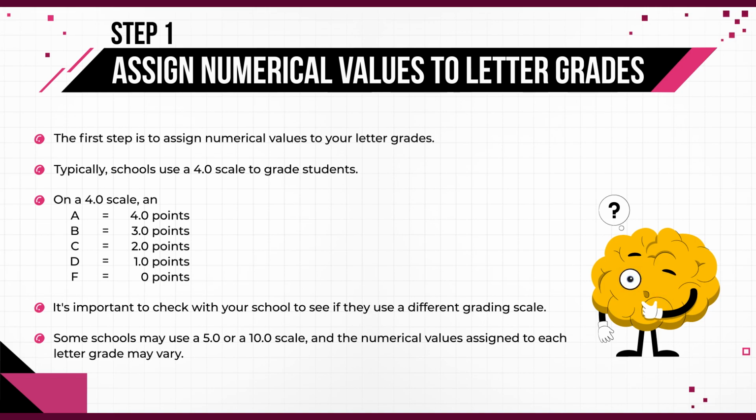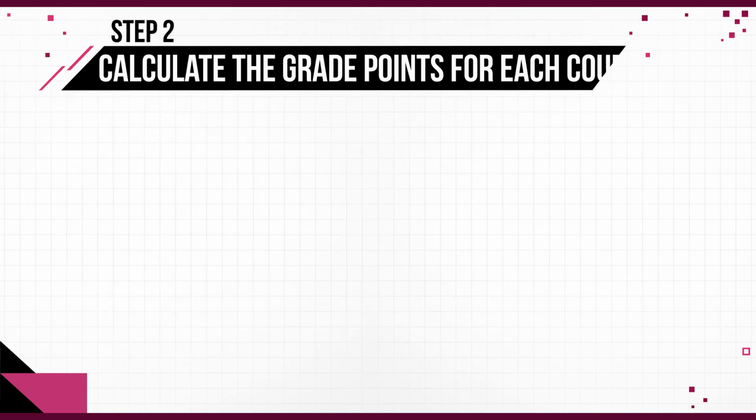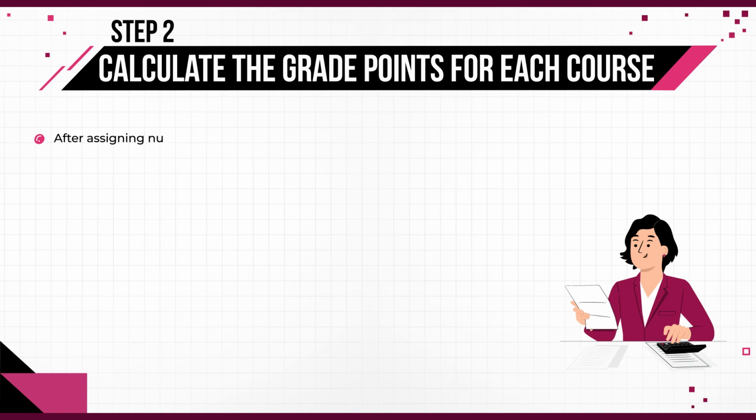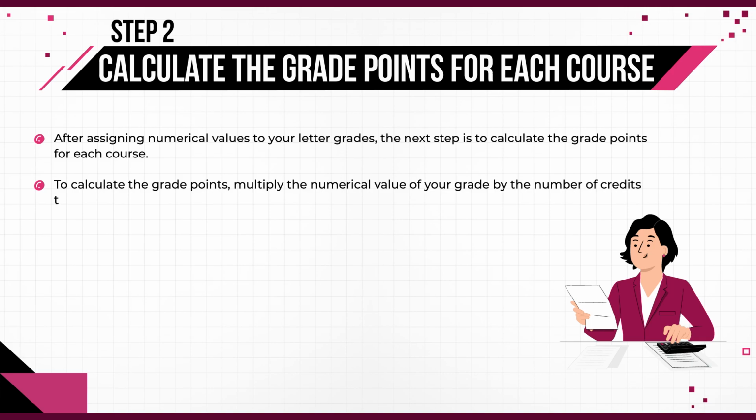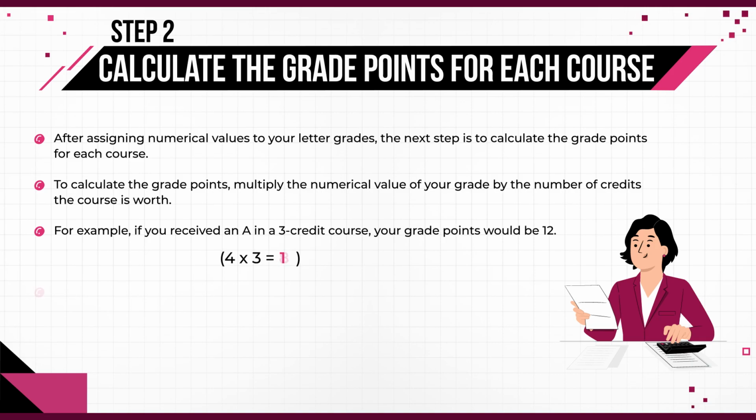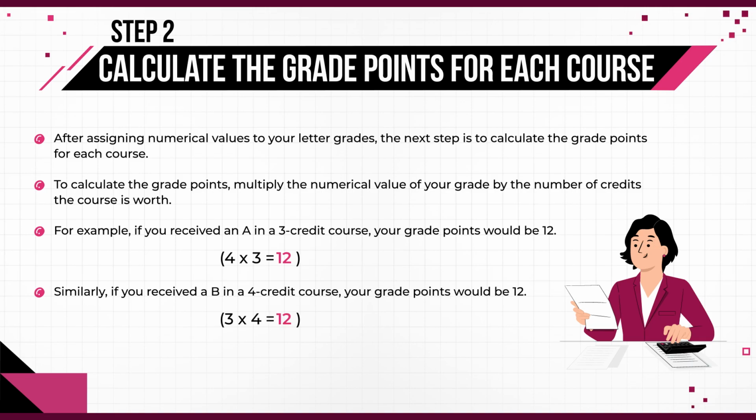vary. Once you have assigned numerical values to your letter grades, the next step is to calculate the grade points for each course. To do this, simply multiply the numerical value of your grade by the number of credits the course is worth. For example, if you got an A in a 3-credit course, your grade points would be 12. Similarly, if you got a B in a 4-credit course, your grade points would be 12.